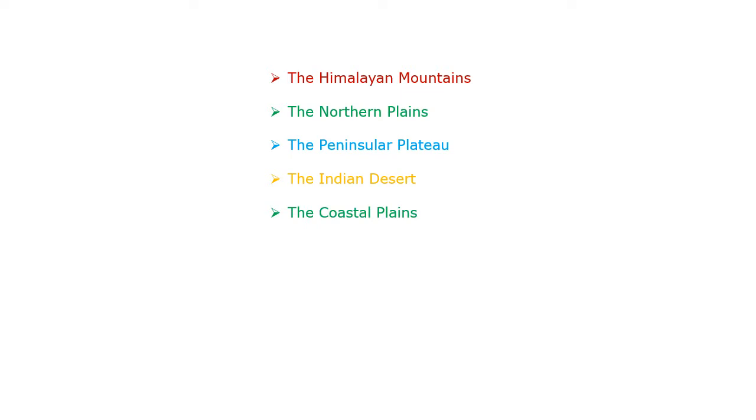Those are the Himalayan Mountains, the Northern Plains, the Peninsular Plateau, the Indian Desert, the Coastal Plains, islands. So, the physical features of our country are the Himalayan Mountains, the Northern Plains, the Peninsular Plateau, the Indian Desert, and the Coastal Plains, and finally it is the islands. So, in this video, we'll learn a detailed study about each and every physical feature of our country. So, first we'll start with the Himalayas.